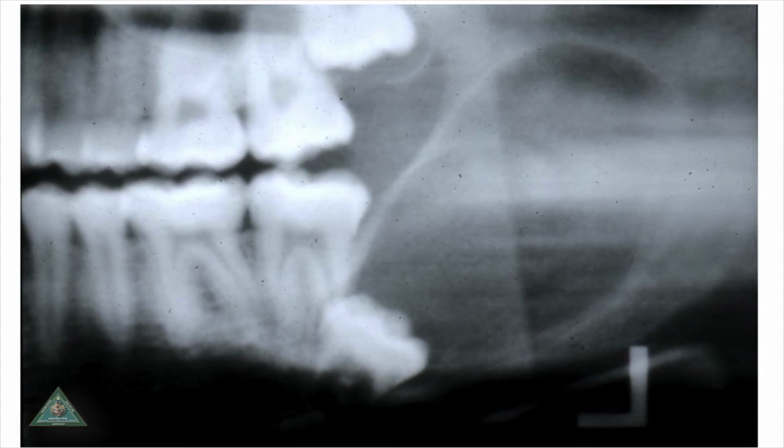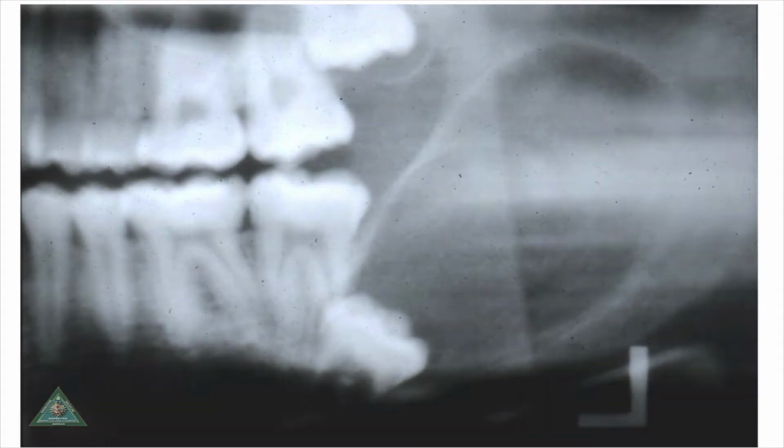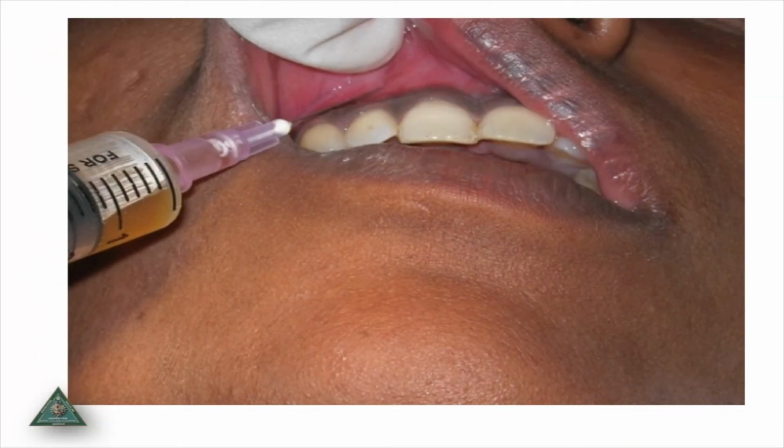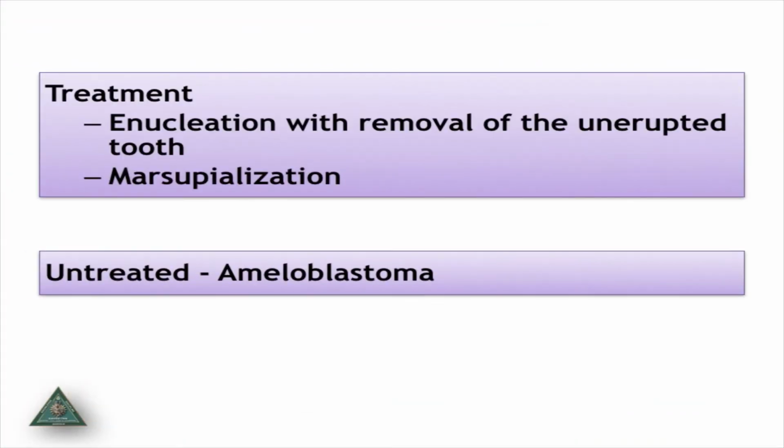Radiographically, we can see a radiolucent lesion encircling the impacted tooth. On aspiration, it shows a straw colored fluid. Treatment for dentigerous cyst is enucleation with removal of the unerupted or impacted tooth, and we can go with marsupialization also. Untreated dentigerous cyst can lead to ameloblastoma.